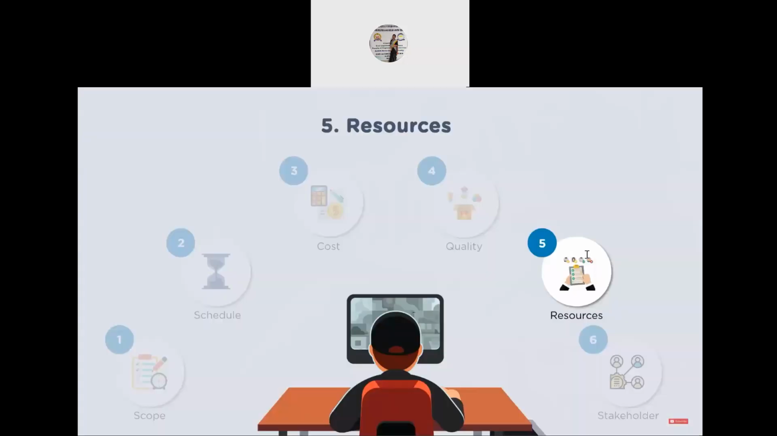Resources. Now, as I mentioned earlier, every project needs resources.